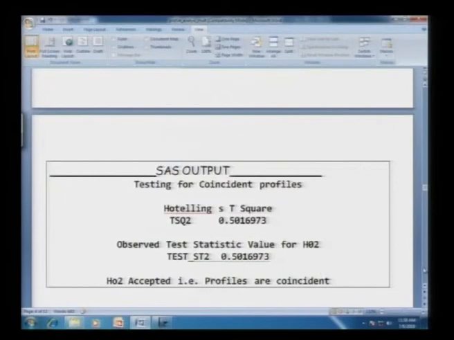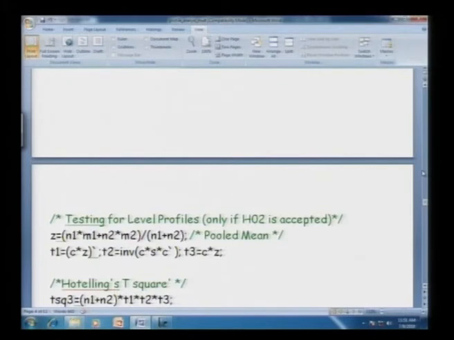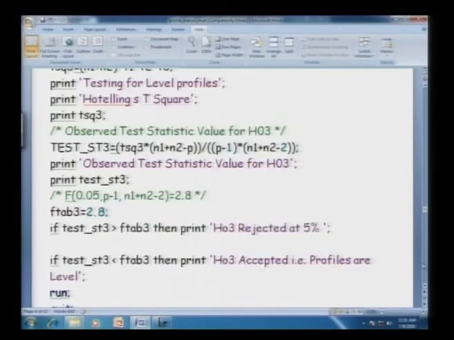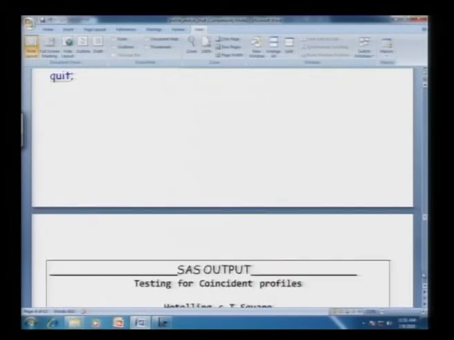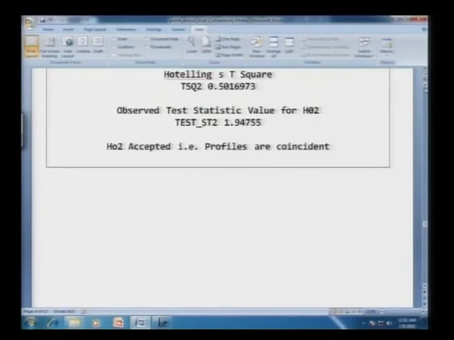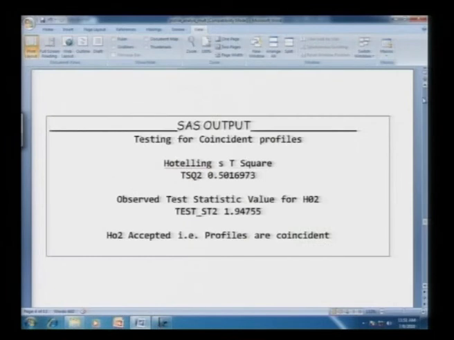Now, if H02 is accepted, as is done here, we will have to proceed to H03, which would test whether the two profiles are actually level, that the common profile is level, that is, testing for level profiles. Level profiles will test that all the components are the same, they do not differ significantly in terms of statistical hypothesis testing. So, one can similarly implement this particular problem here.